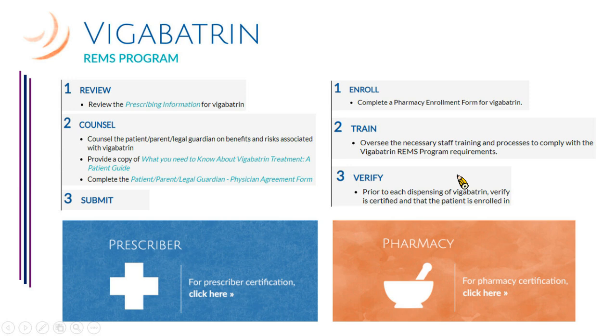So this is the website you can access for the Pharmacovigilance REMS program. It has to be accessed separately through a prescriber page and a pharmacy page. On the prescriber page, you have to review, consult, and submit the order to a pharmacy that has verified access to dispensing the drug.